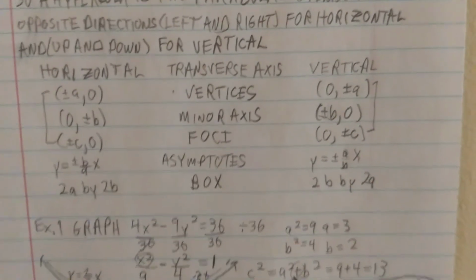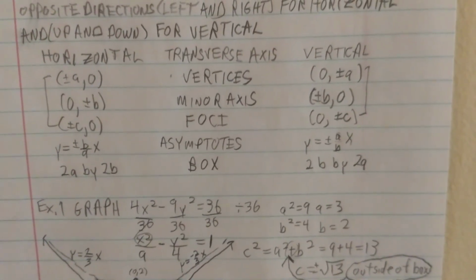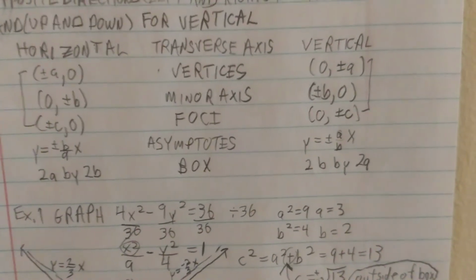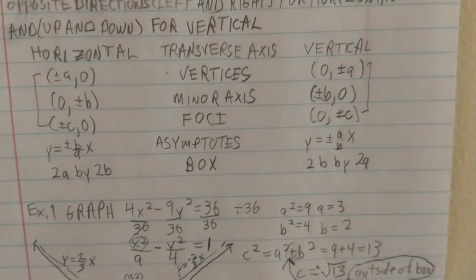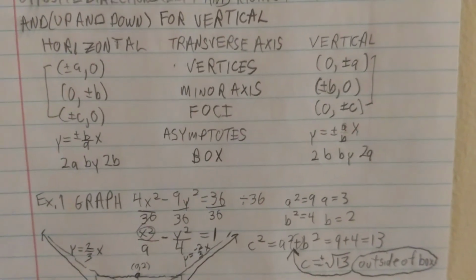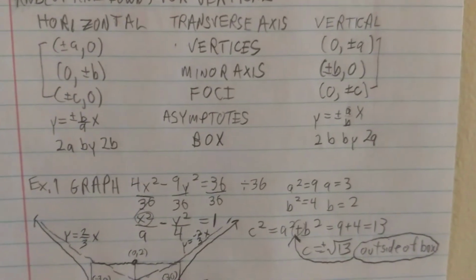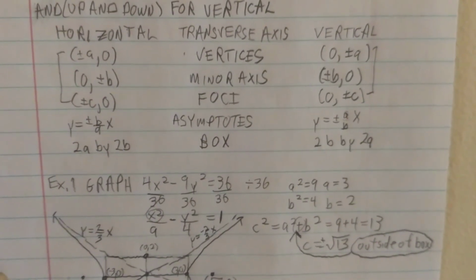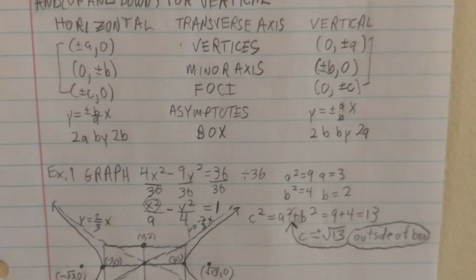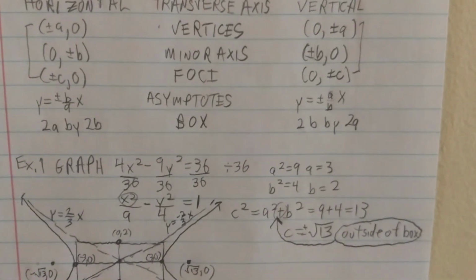Now here are the letters and the terminology we use again. So we have horizontal or vertical, which is called the transverse axis, sometimes in the word problems. The vertices for the horizontal are plus or minus a, 0. For the vertical, 0, plus or minus a, up or down. For the minor axis, for the horizontal it's (0, plus or minus b), and for the vertical it's (plus or minus b, 0).